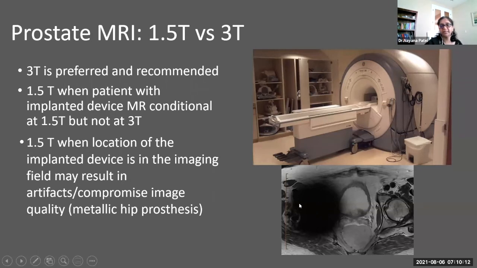You can see that this patient has a right hip prosthesis, and it causes significant blooming artifacts that can extend in the imaging field, obscuring the gland and the seminal vesicles. So in these cases, you could use 1.5 Tesla instead of 3 Tesla.